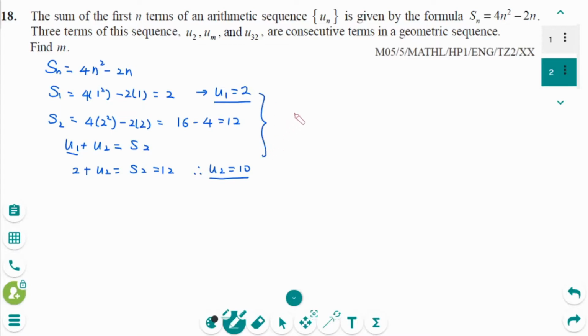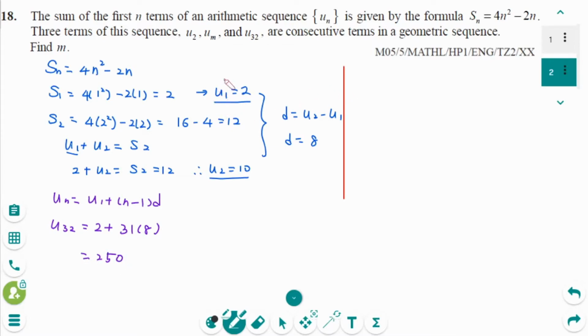With these two, common difference D equals U2 minus U1. So D equals 8. The general form: Un equals U1 plus n minus 1 times D. So U32 equals U1, which is 2, plus 32 minus 1, 31, times 8. The answer is 250.